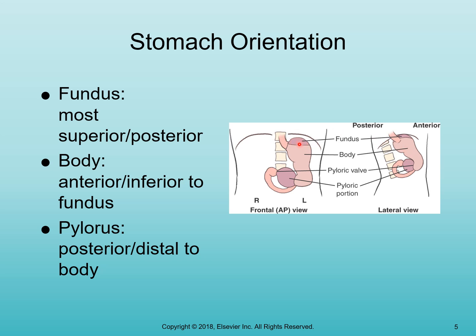So fundus is the most superior. The body is the biggest section of the stomach, and it's between the fundus and the pylorus. And then the pylorus is the most inferior portion, meaning that it sits the lowest in a patient. Okay, so fundus is most superior and posterior. Body sits anterior and inferior to the fundus, and the pylorus sits posterior and distal to the body.